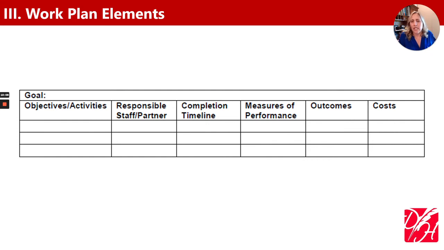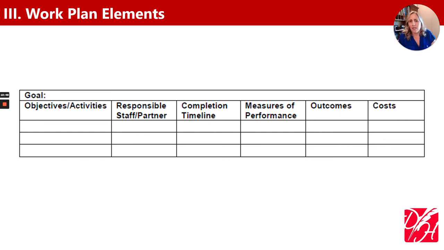So on the screen is a very basic work plan structure. You could lay out the goal so that it's very clear what the activities are under the specific goal. Lots of visual connection here by having that laid out this way. We could have our activities documented and then provide who's responsible, what's the timeline, what's the measure of performance, what outcome from our logic model it connects to. We could even, depending on the structure of our program or project, potentially show the cost.